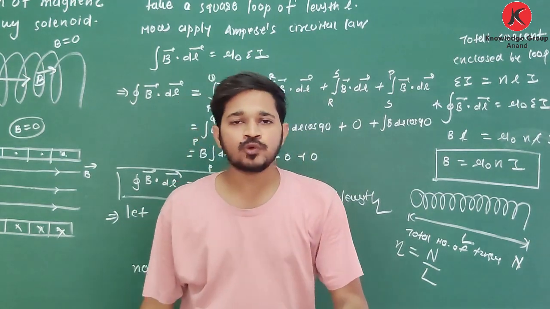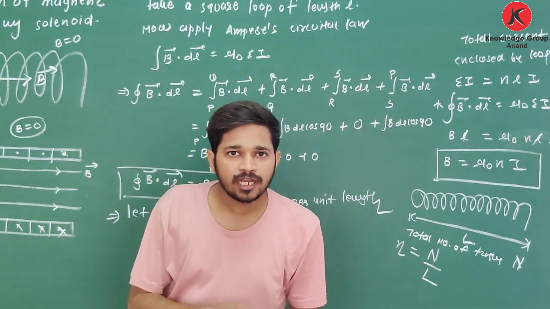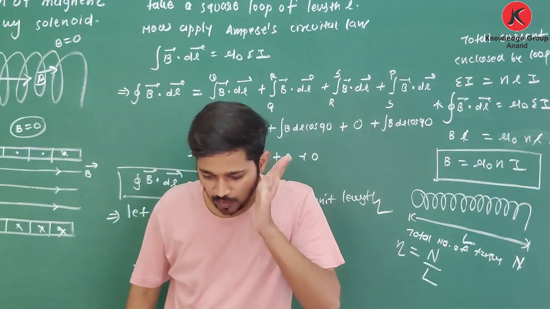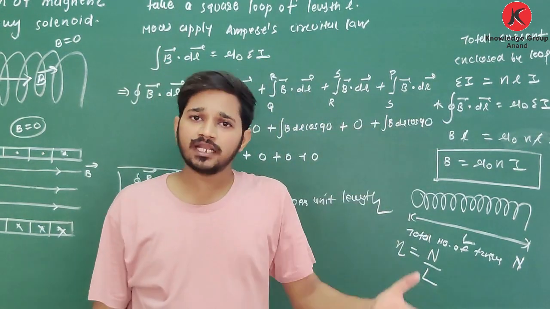Clear about this? So what is a solenoid? The magnetic field due to a solenoid, this is its equation. Clear about this? Yes, it is one important point. We will also see the solenoid in the next chapter, that is magnetism.